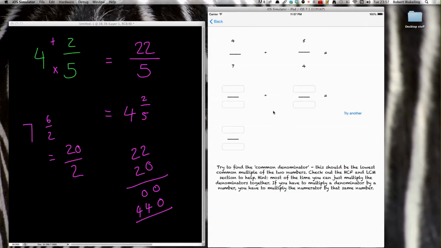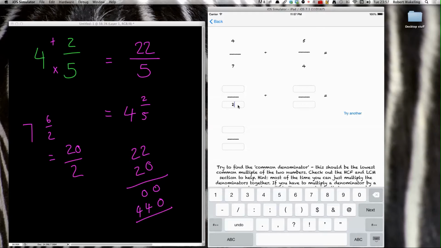The adding and subtracting fractions, I think, is a little bit more tricky because you have to do this common denominator. Okay, you have to find the smallest number that both of these go into. So most of the time you just multiply those together to get 28. Let's just check that. Yep, so 28 is the common denominator.